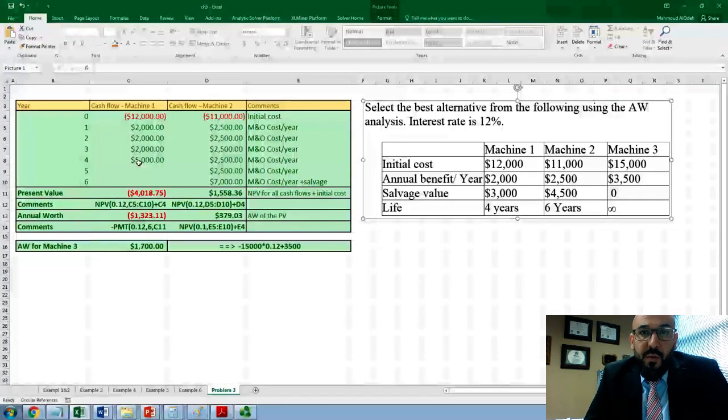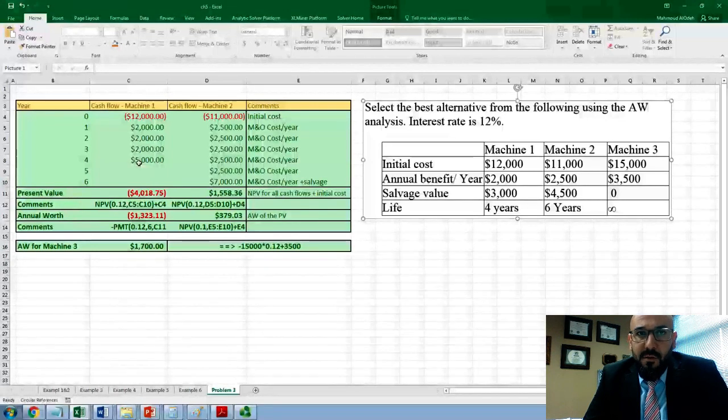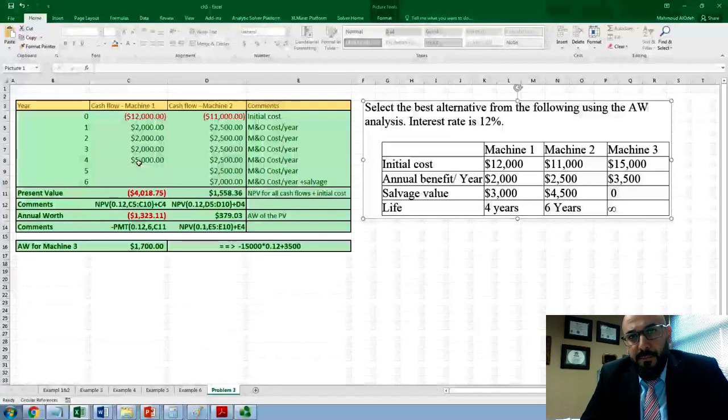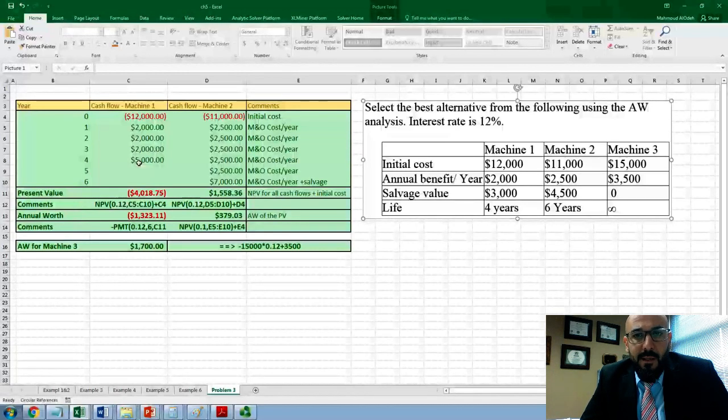Sometimes we have scenarios where you have an infinite lifetime for alternatives or projects. How could we calculate the annual worth of these alternatives? These infinite life projects are usually government projects. Still, we have to compare them with other alternatives. So this example will explain how we could calculate the annual worth of three alternatives. One of these alternatives has an infinite lifetime.